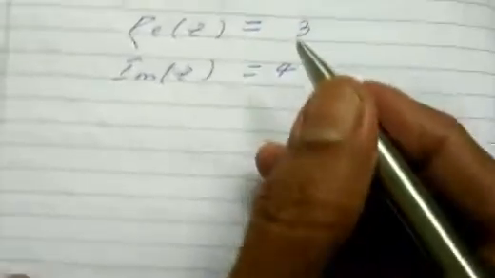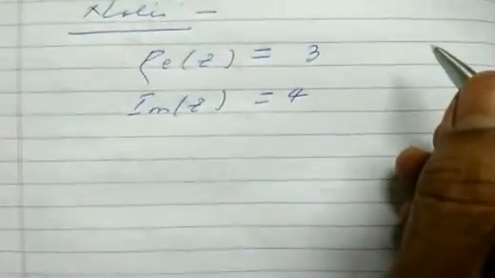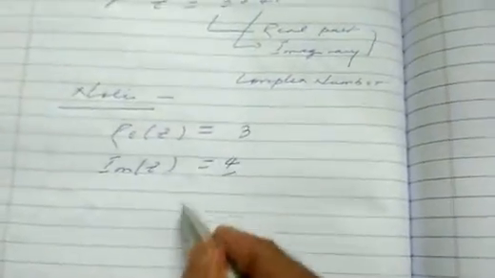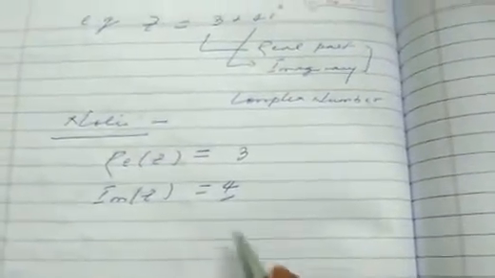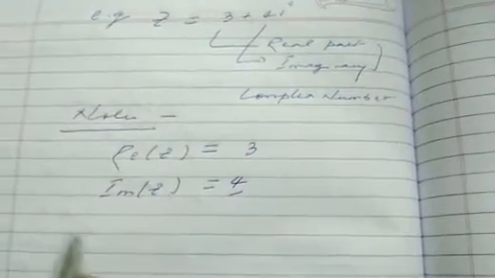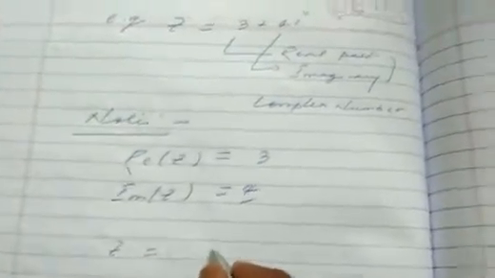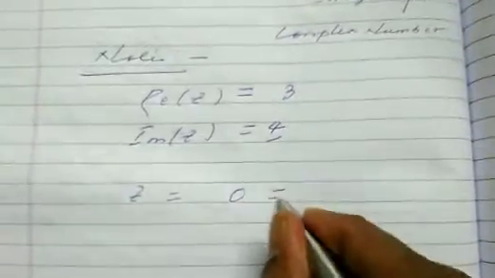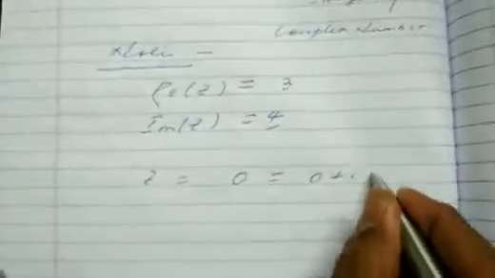Why not i into 4? No, because this is the imaginary part associated with the i. We take only 4 as the imaginary part, not iota into 4. This is very important. One should be strict on that. Another example I am putting: suppose you want to make 0 a complex number. So 0 can be written as 0 plus iota 0.